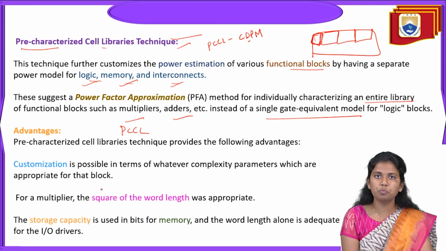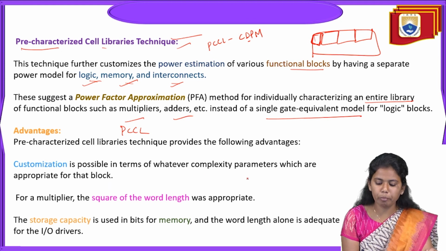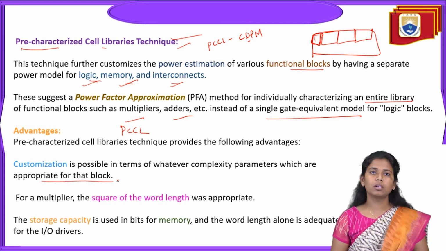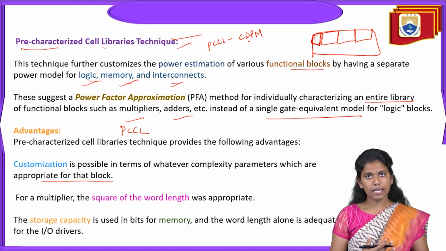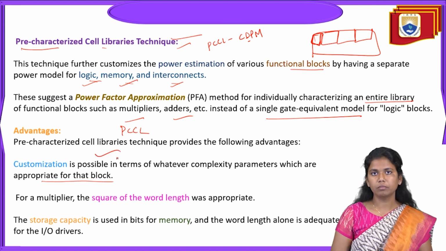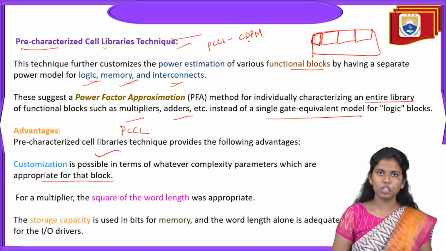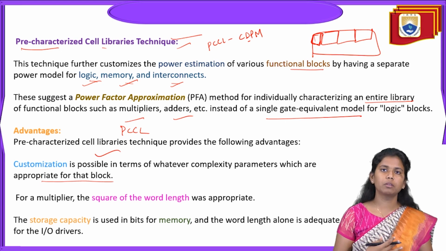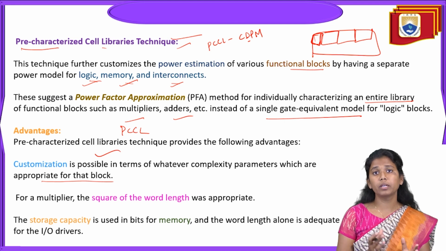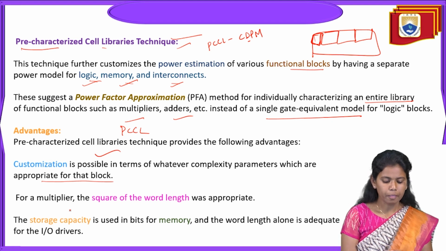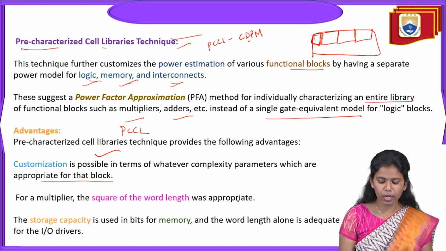The customization is possible in terms of whatever complexity parameters are appropriate for that block. The parameters pertaining to that block can be customized easily for that particular block. And then for a multiplier, the square of the word length was appropriate.